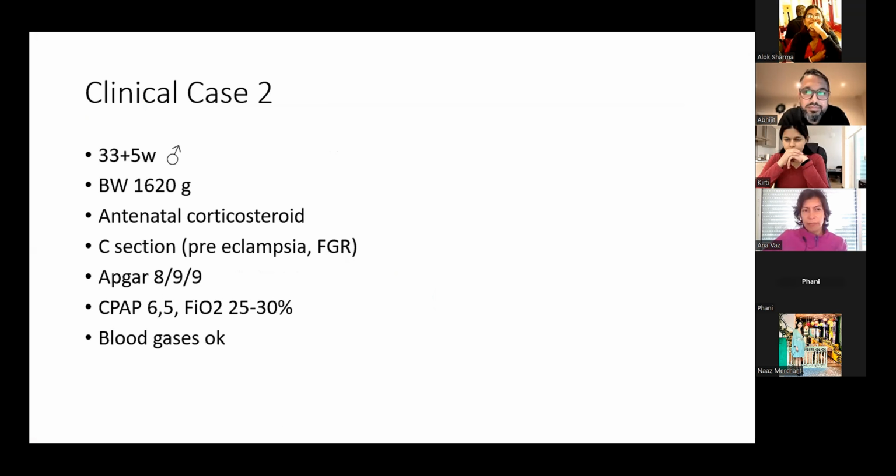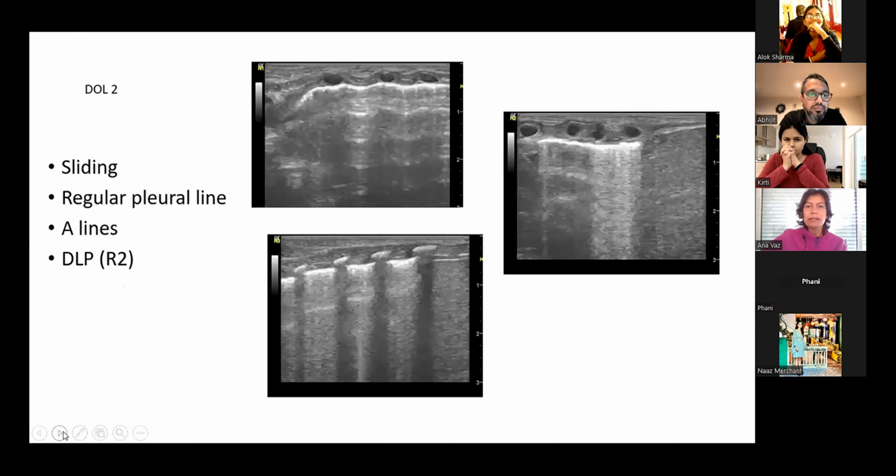So we have a male late preterm boy with a birth weight of 1,620. He completed the prenatal corticosteroid maturation. It was a C-section because of the mother with preeclampsia and fetal growth restriction. He was born well. He was connected to CPAP with a low FiO2 need, and the blood gas was okay, and he was okay during the first day. The day after, I could do an ultrasound.